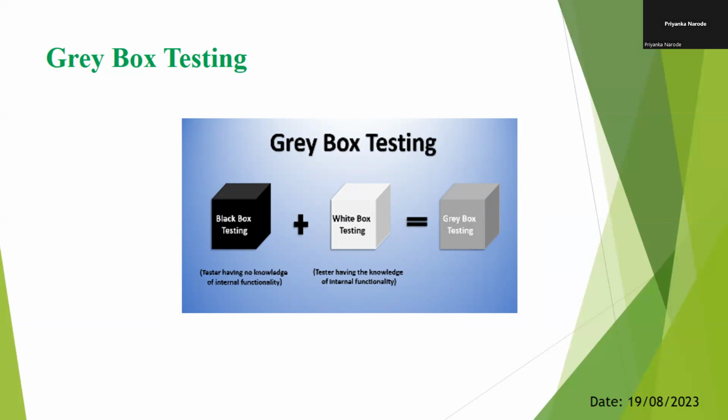Black box testing needs no coding knowledge. White box testing requires coding knowledge. Gray box testing is the combination of black box testing and white box testing, and it requires partial knowledge of the coding. In gray box testing, we use matrix testing, pattern driven testing, orthogonal array testing, and regression testing.